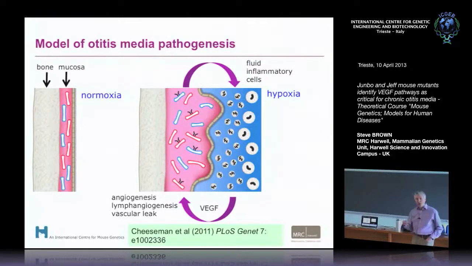And because of the mutations that these mice carry, there's an uncontrolled cycle of inflammation, generation of fluid, hypoxia, the generation of downstream factors from the hypoxia, which are leading to angiogenesis, lymphangiogenesis, and vascular leak. So we get a runaway chronic inflammatory state in the middle ear associated with the dysregulation of the TGF-beta signaling and HIF hypoxia-responsive pathways.